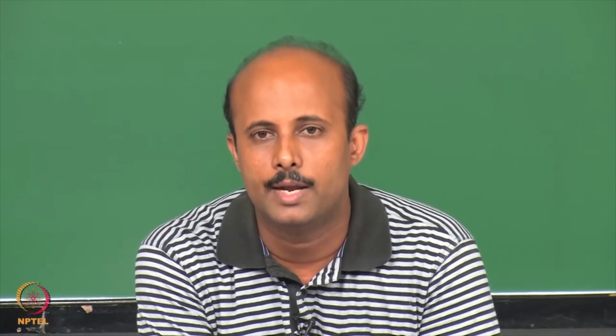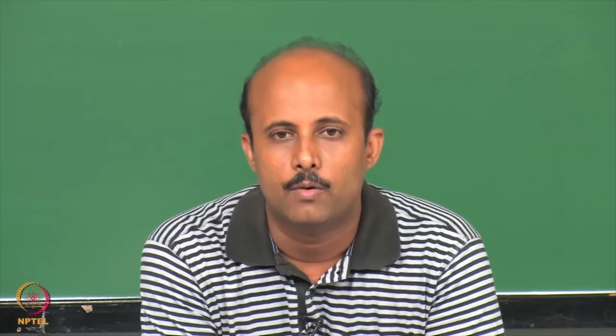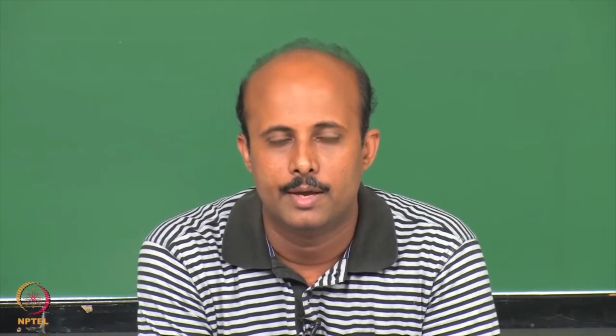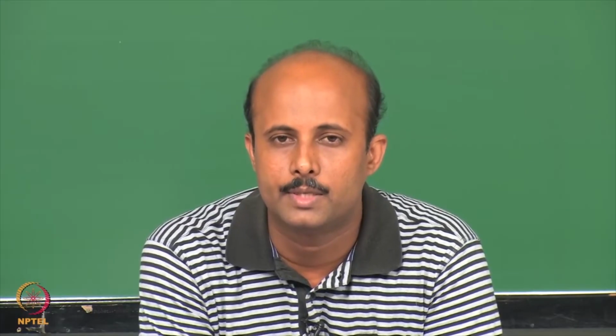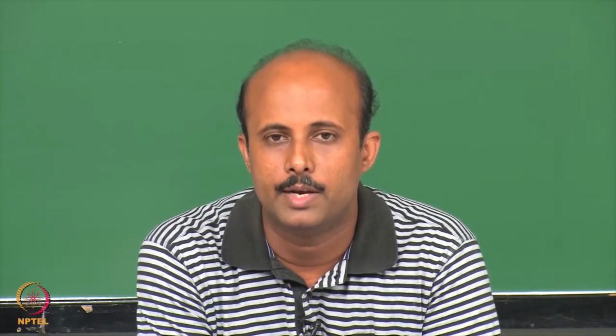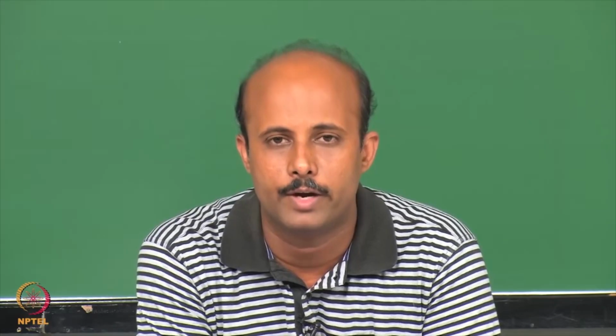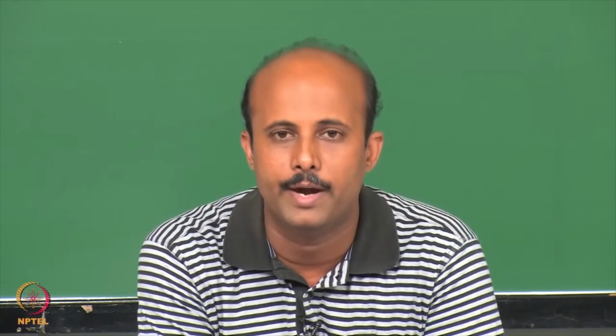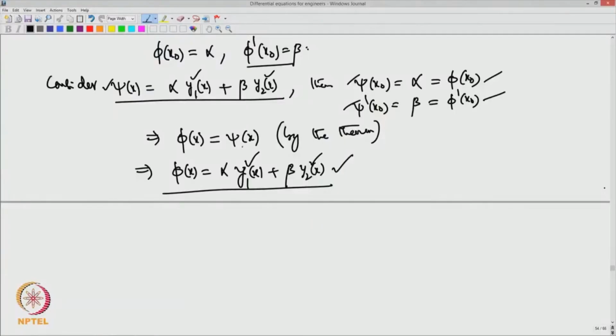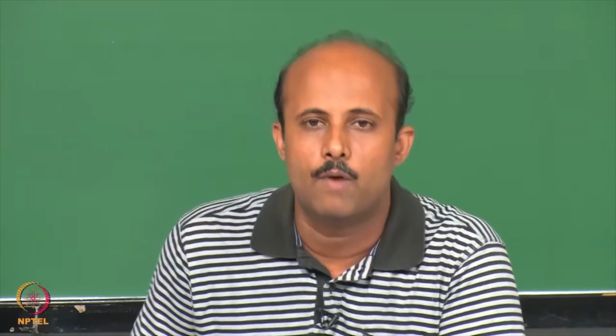And we have also seen another property, that a second order linear homogeneous ODE will have only two linearly independent solutions. That means any solution you can represent in terms of these two linearly independent solutions. Suppose you are given y1 and y2 which are linearly independent solutions, that means you know all the solutions. So, now the question is, how do we find these linearly independent solutions y1 and y2?